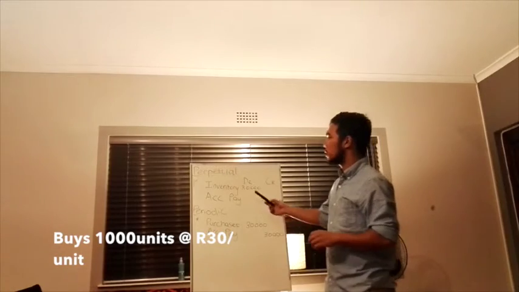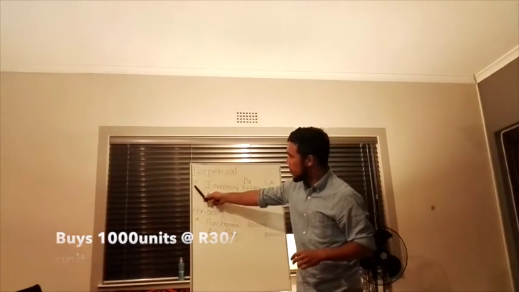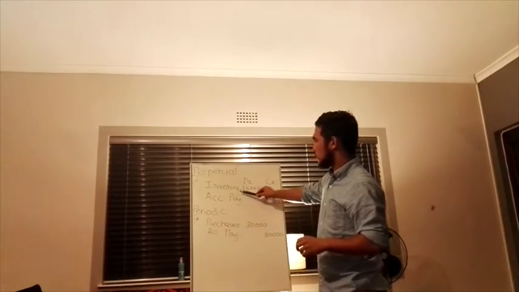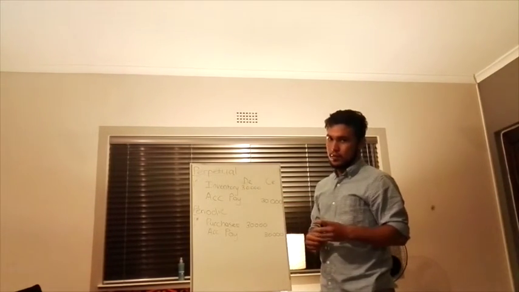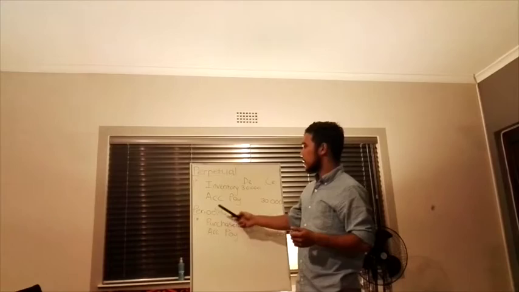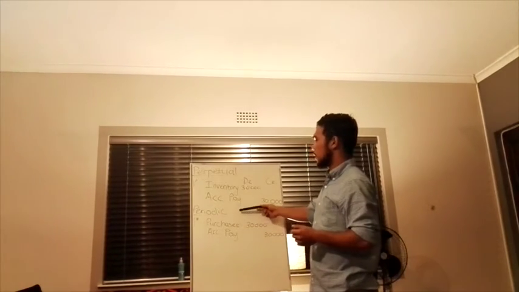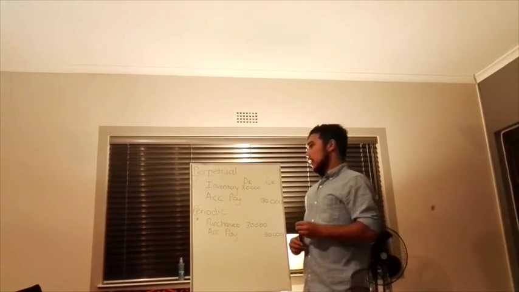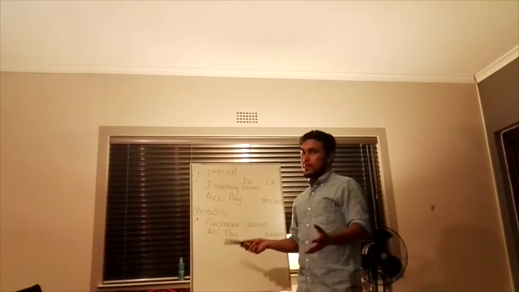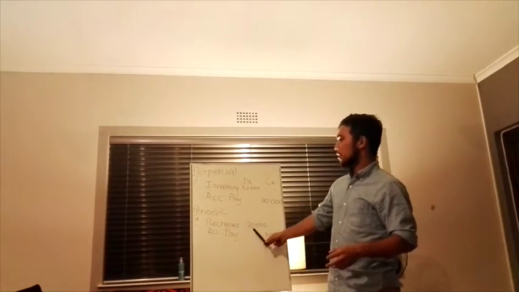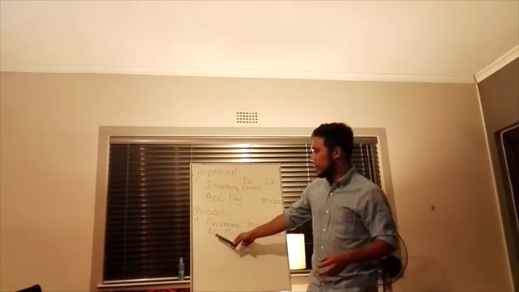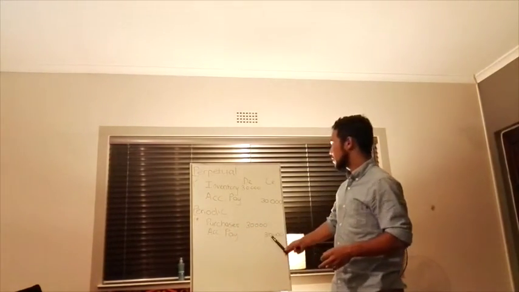So, in the perpetual method, you would say on the 1st of May, inventory purchased, of course, on the debit side 30,000, because 1,000 times 30 is 30,000, and under that will be accounts payable, on the credit side. For the periodic, it will be the exact same thing, except for purchases here, on the debit side 30,000. Under that, accounts payable will be credit side 30,000.